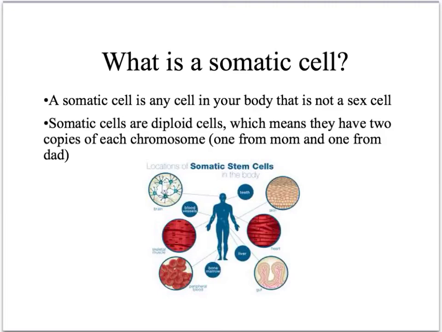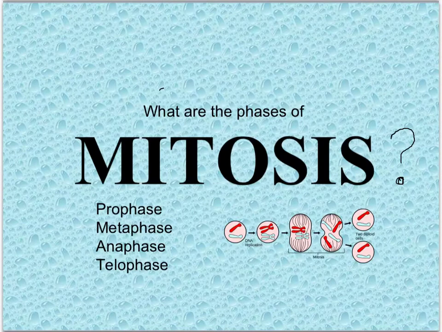When we talk about meiosis, we're going to talk about where sex cells get made, so where do eggs get made for females and sperm get made for males. But all other cells in your body besides egg and sperm are made through mitosis. The major thing you have to understand for this class about mitosis is the different phases. So there are 4 phases of mitosis: prophase, metaphase, anaphase, and telophase. One easy way to remember that is PMAT.